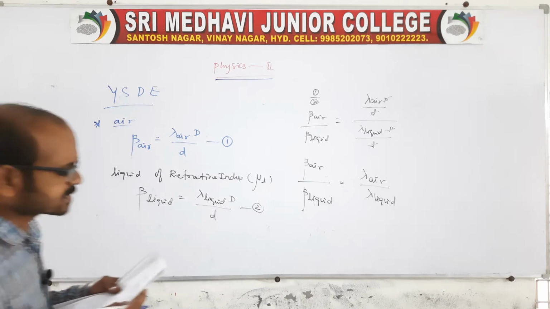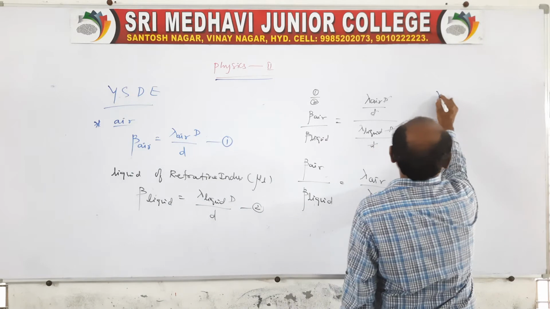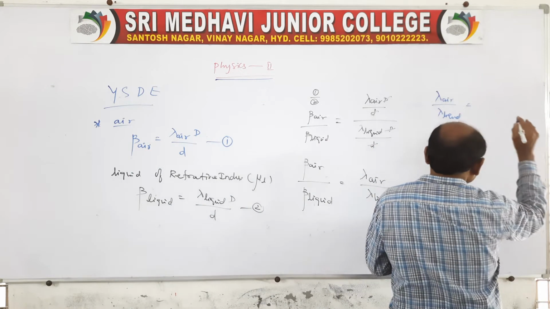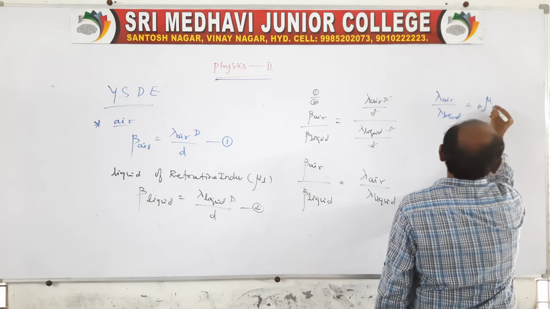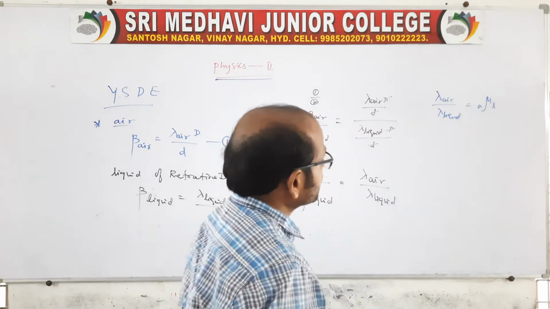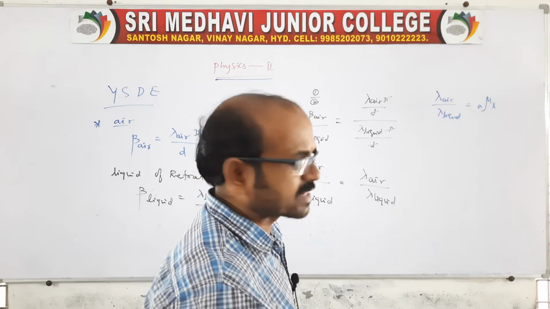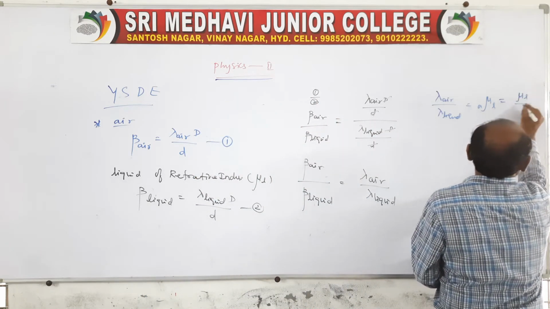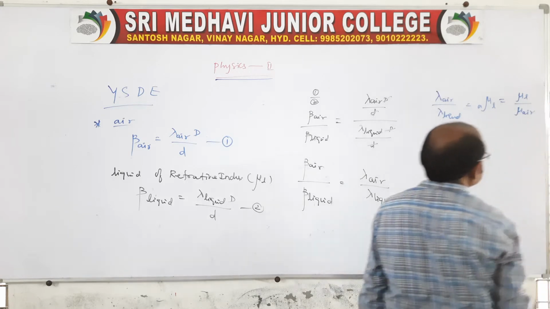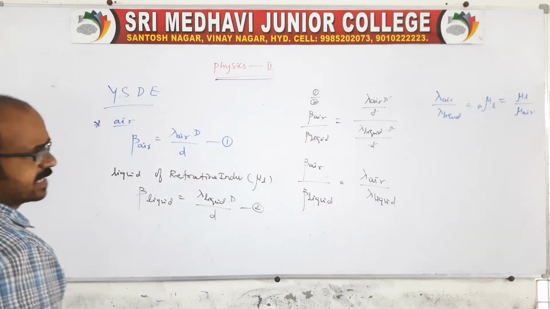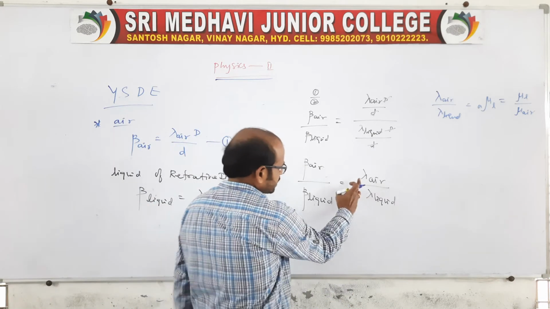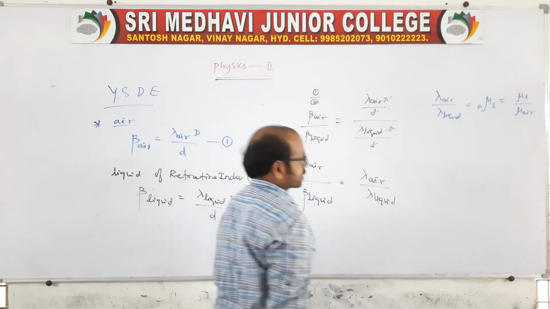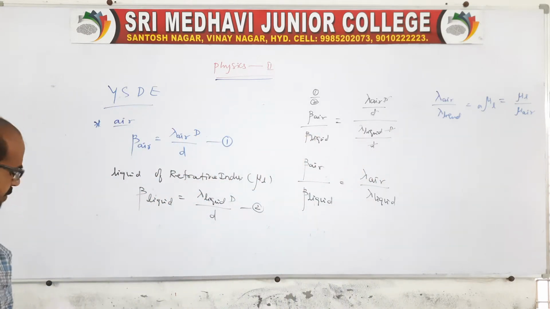See, we can say like this in case of refractive index. Lambda air by lambda liquid is equal to the refractive index of liquid with respect to air, which we can write as mu liquid by mu air. You remember in the second chapter, it is related to the refractive index. So here, instead of lambda air by lambda liquid, we can also take mu liquid by mu air.